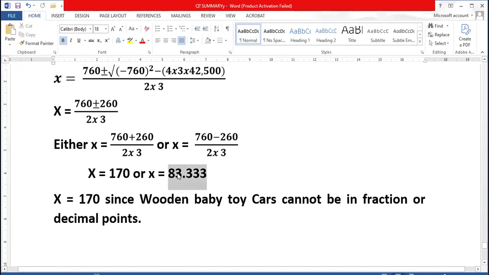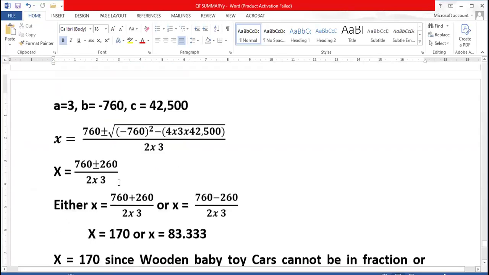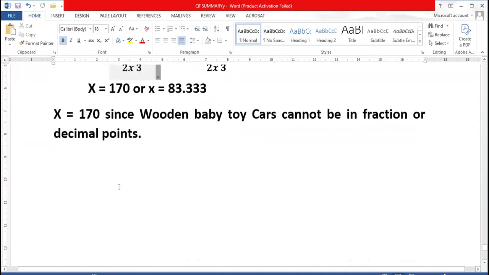Now, when you get one figure that is a whole number and another one that is in decimal point, take the one that has a whole number. Because here you're looking at only revenue. You are not looking for the one that maximizes revenue. Okay?